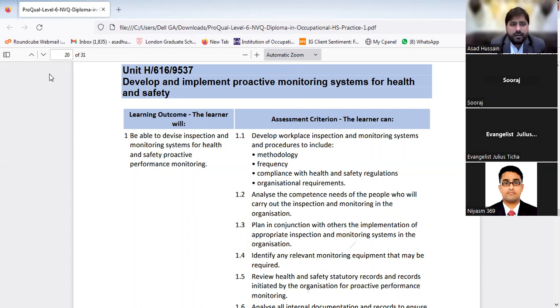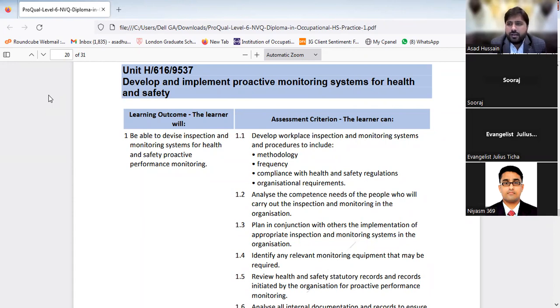As we discussed earlier, there are two types of monitoring systems in the health and safety management system. The first one is the proactive or active monitoring system, and the other one is the reactive monitoring system. When we are using techniques to monitor the system before any incident or accident, it is proactive monitoring. And when we are doing such arrangements after a specific event or some type of accident happened in the workplace, then we call it reactive monitoring.